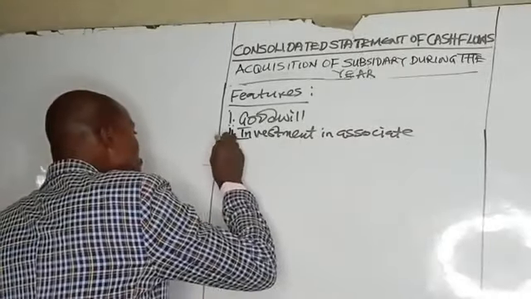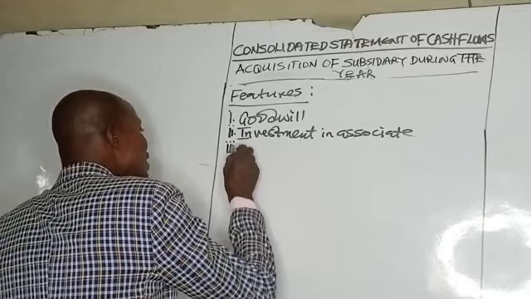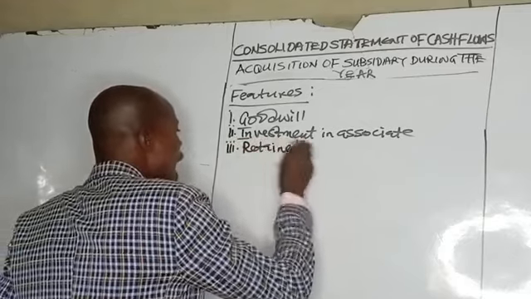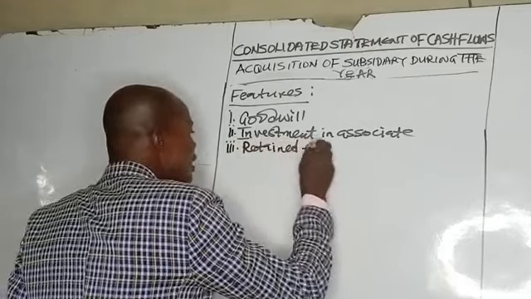Then another feature of group is the retained earnings attributable to the parent.